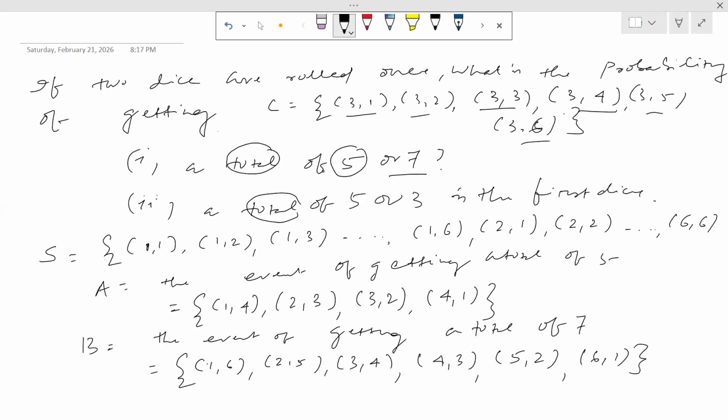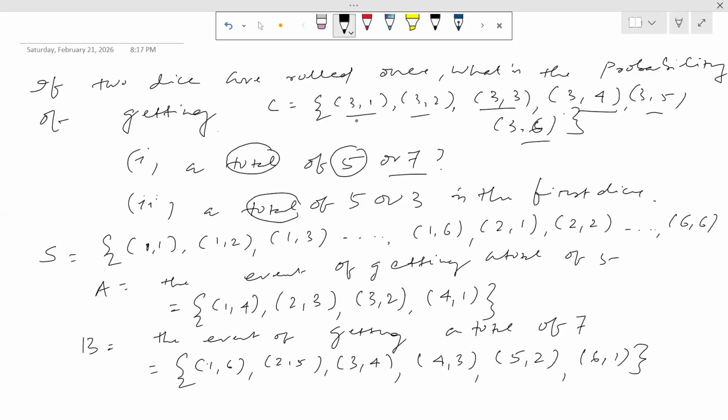Why? Because the second is saying total of 5 or 3 in the first dice. In the first dice, one number will appear. If more than one number appears, then we say total of this. It is possible, madam, because in the first case it is saying a total of 5. Total of something, many things occurring, taken together, adding them, we say total. Okay. Let us try to understand.